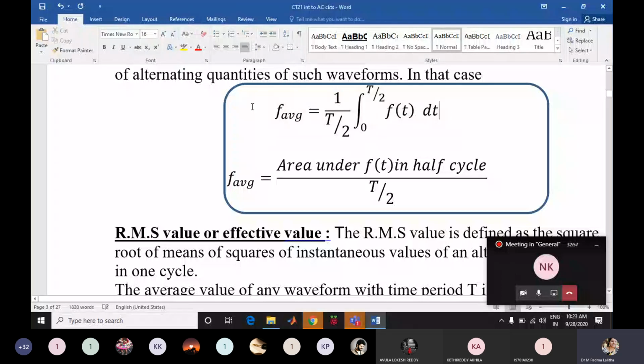So this is the expression to calculate the average value when the waveform has equal positive and negative half cycles. Similarly, in terms of area, it becomes the area under f of t in a half cycle by the time taken to complete the half cycle, that is tau by 2. So simply replace tau with tau by 2 if the waveform consists of equal positive and negative halves.